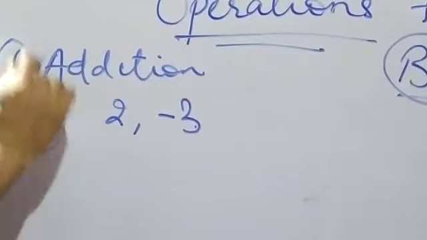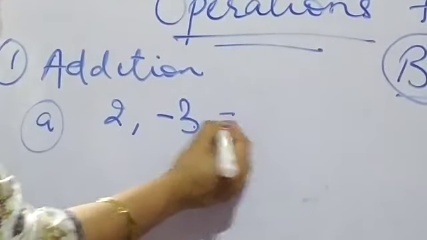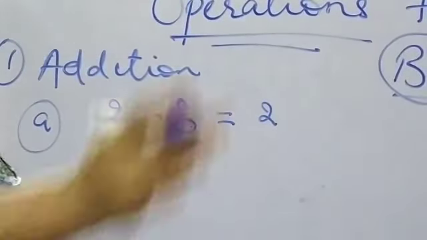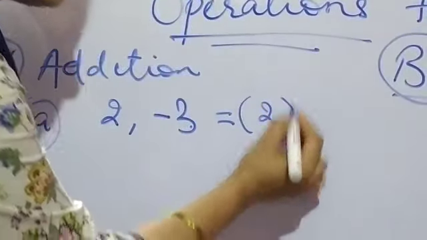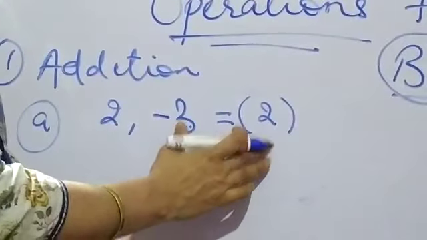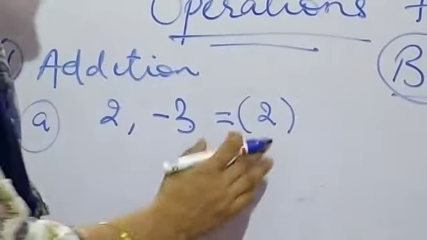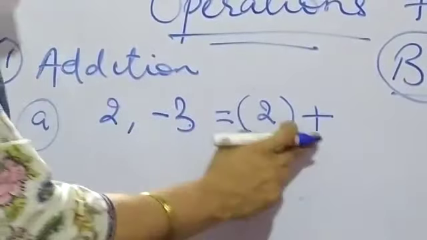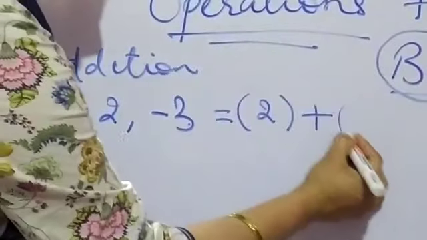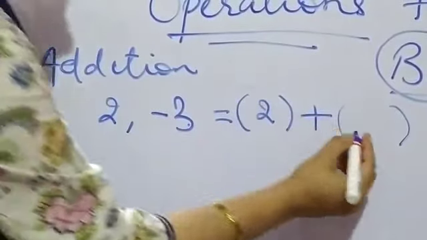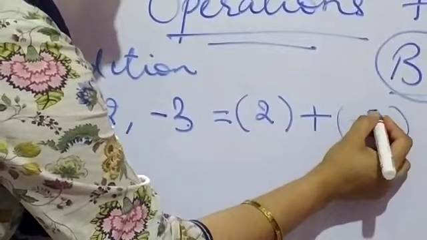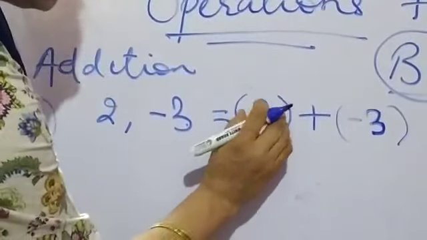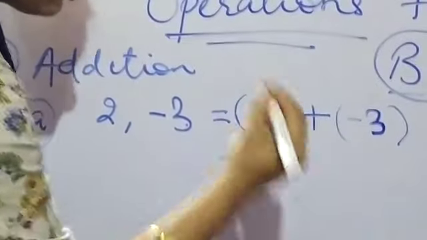You have to add this. So how do you do it? See, firstly we'll write 2. I always tell my students to put integers, whether positive or negative, in brackets. So (+2) plus, we have to do addition, so we put plus over here. What we have to add? That is (minus 3). Now remove the bracket, it will be 2.